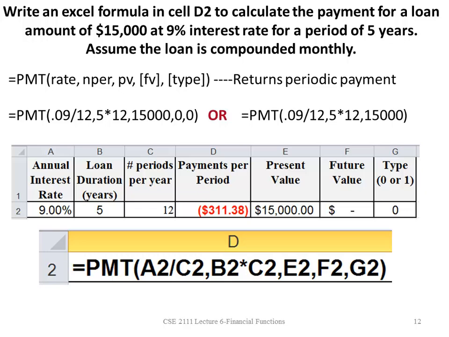So this question states, write an Excel formula in cell D2 to calculate the payment for a loan amount of $15,000 at 9% interest rate for a period of 5 years. Assume the loan is compounded monthly.